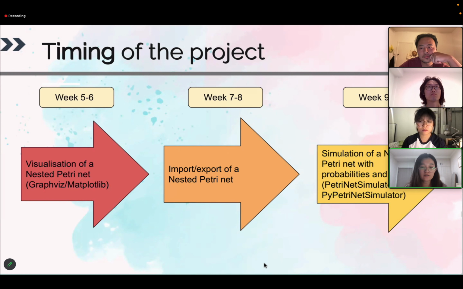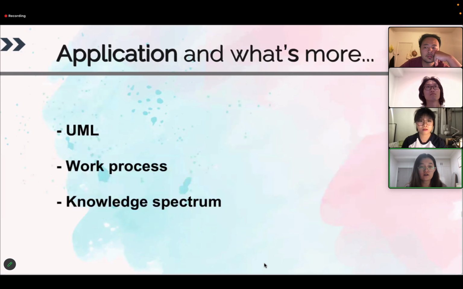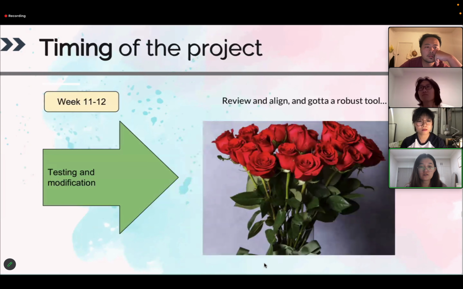And the last part is the testing and modification part. We would like to test the model and see if there are any errors. And this part will be completed within two weeks. And we plan to finish this during week 11 to week 12. In conclusion, we can finish the project within 12 weeks and hand in the project within this semester.